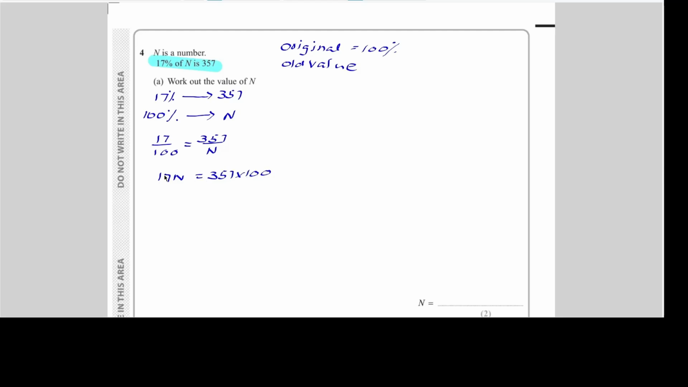Now let's send this 17 to this side. When it goes to that side, it becomes a division. Therefore, you have to divide by 17. Then let's use the calculator and figure out the value for n. So 357 into 100 over 17 equals 2100. So the answer comes as 2100 for 100%, which means n.